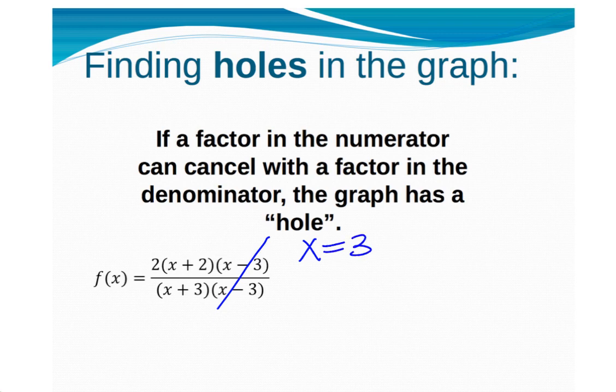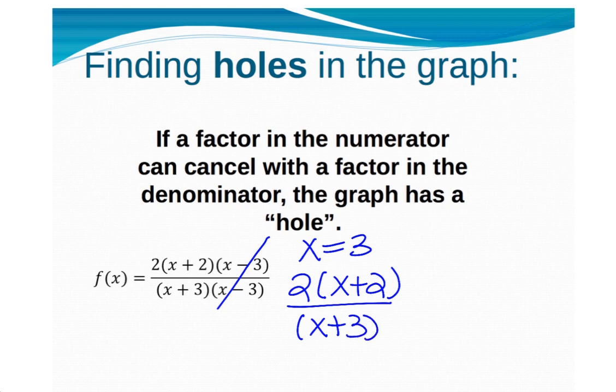But if we remember from looking at our graph, our hole is actually an ordered pair. So we have x equals 3, but we have to figure out, what's our y coordinate? We have an input of 3, and we want to figure out what our output is going to be. So these canceled our x minus 3's, so we have what's left. What's left is 2 times x plus 2 all over x plus 3.